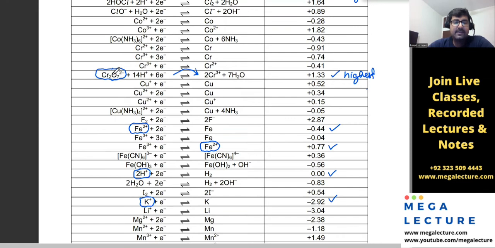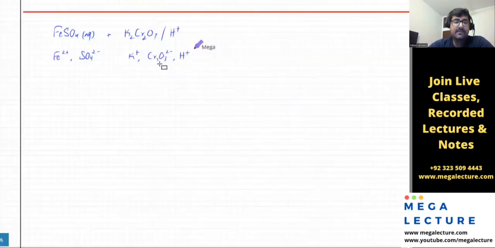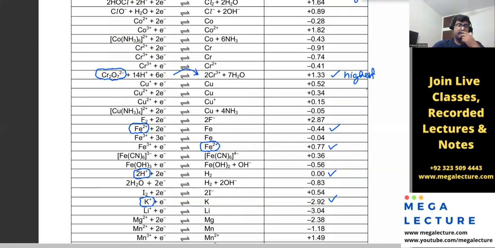Do I have Cr2O7? I do have Cr2O7. Do I have 14H? I have H plus 1 as well, right? I had Cr2O7, I've got H plus 1 as well. So that's fine. That was easy. I figured out who gains electrons. You clear? This first part is clear, who gains electrons. Okay, 1.33, that's fine. Shia, Naseeb, Alicia, is this clear? Zaid.